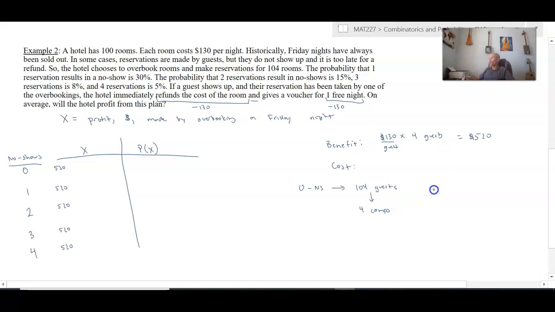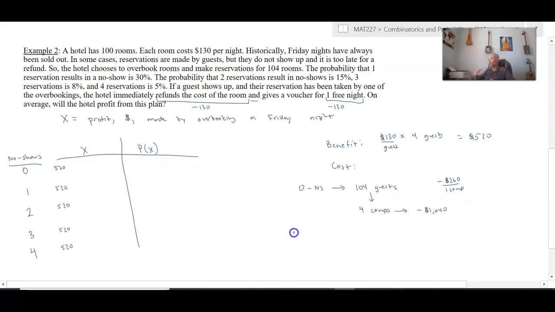So there are going to be 4 comps. It's going to cost us $130, another $130. It's going to cost $260 per comp that they make. So if they make 4 comps, that's going to be 4 times negative 260, which is going to be $1,040. Right, so they collected $520 in those overbookings.